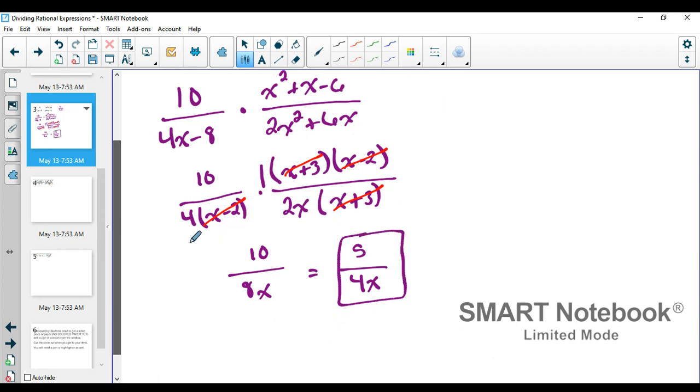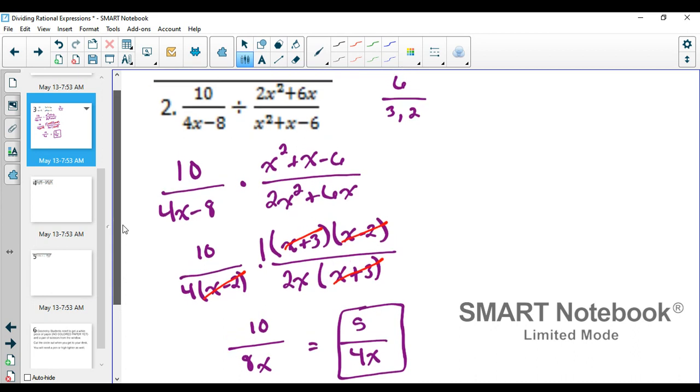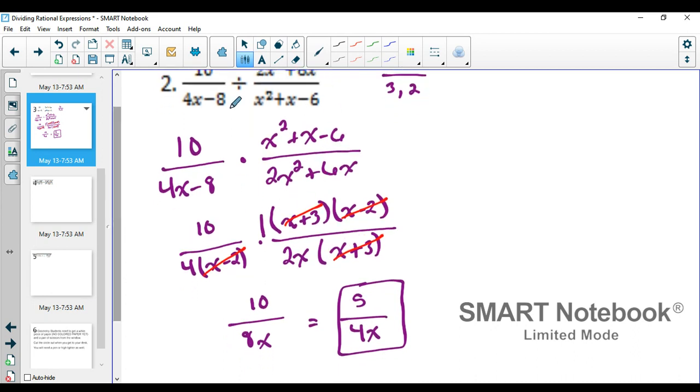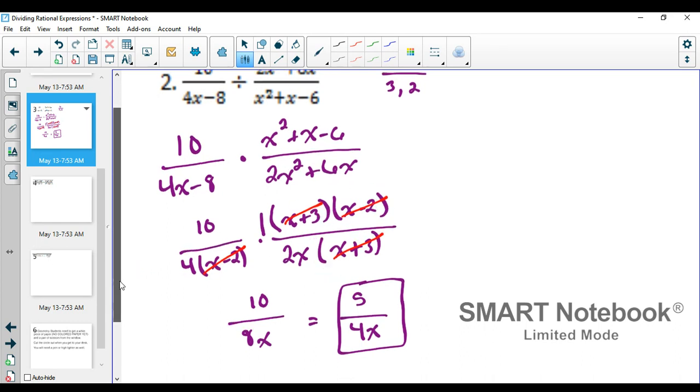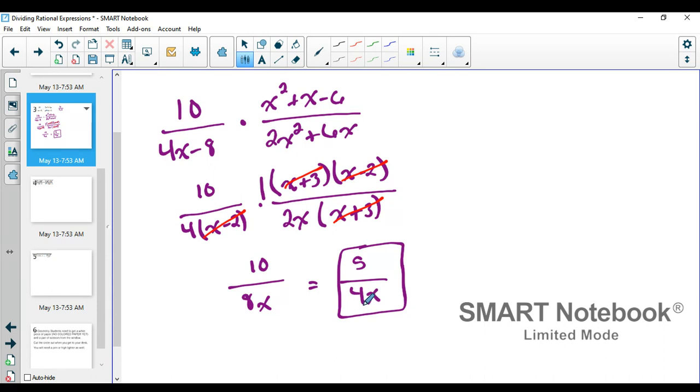All right, I kind of find these fun because it's a puzzle of what you can and cannot cancel. And this one started out looking really super complicated. And then once we factored and canceled, it simplified to a single fraction with one variable. All right, so our next one.